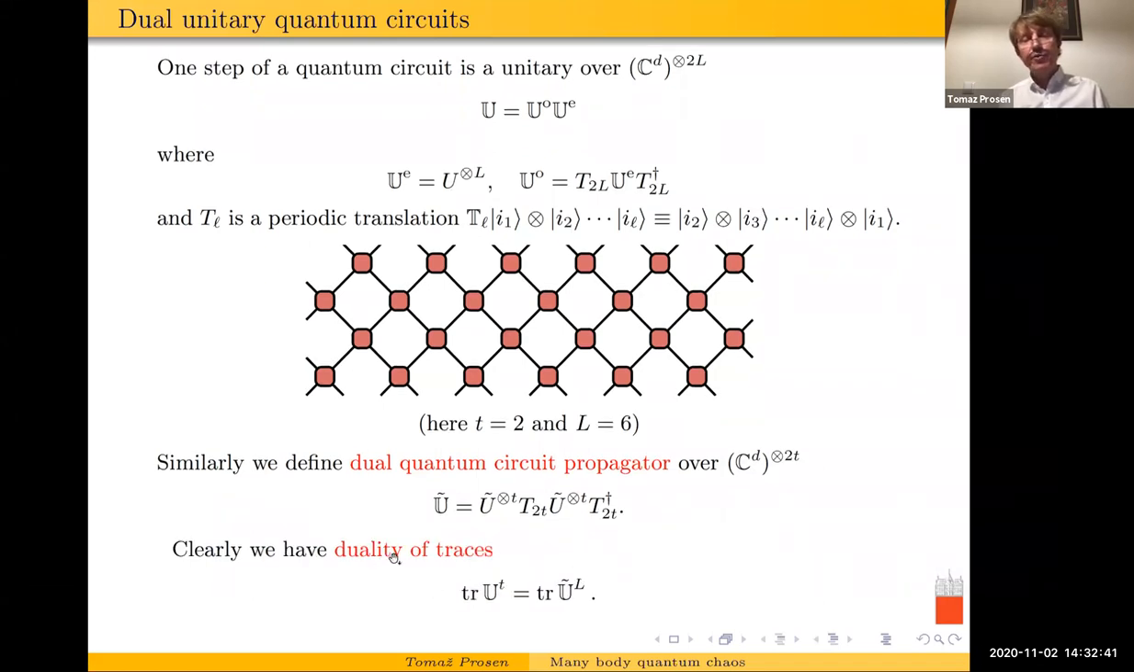Of course, you can again compute traces as a partition function. This trace of the full circuit is a partition function, which you can now compute in two ways. Again, you have this duality formula. And furthermore, I'm not doing this here, but we can also compute the spectral form factor for general dual unitary circuits in a way which is very similar to the one for the kicked Ising model.